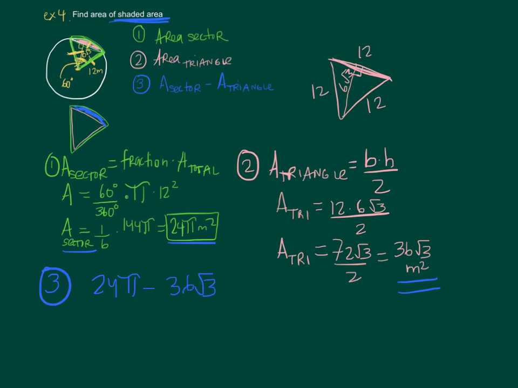Now remember, when I look at these two numbers, I have to ask myself, as we say in algebra, are they like terms? Well, this one has a pi, and this one has a square root 3. These can't be combined. So believe it or not, this right here is the area of the crust of the shaded area. This is the answer.